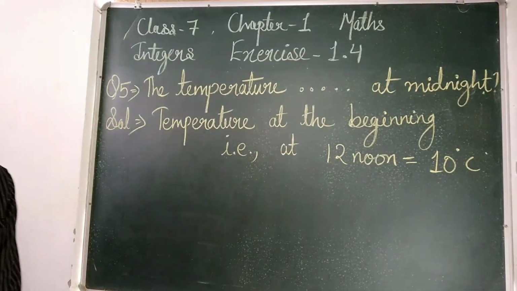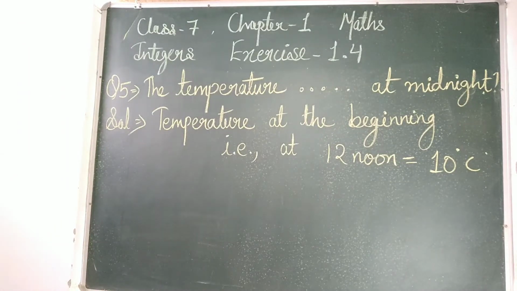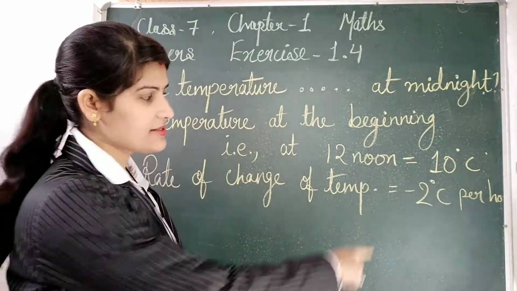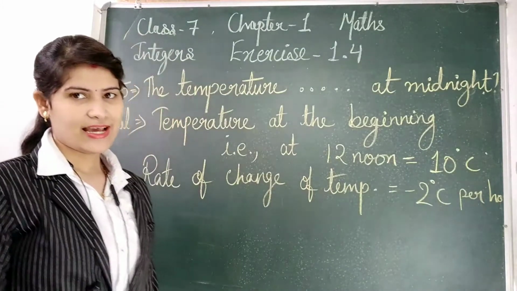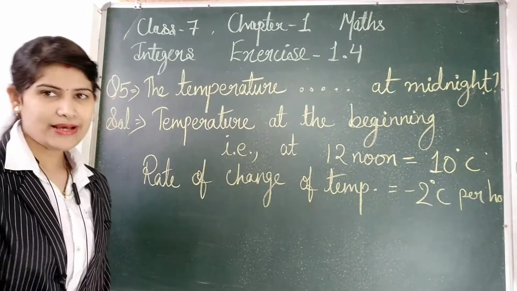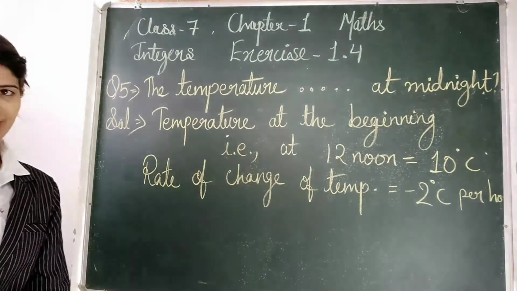Now I am reading the next statement: if it decreases at the rate of 2 degrees Celsius per hour until midnight. So the rate of change of temperature is minus 2 degrees Celsius, as given in the question. Now I am solving this statement step by step. I am just writing the statement.